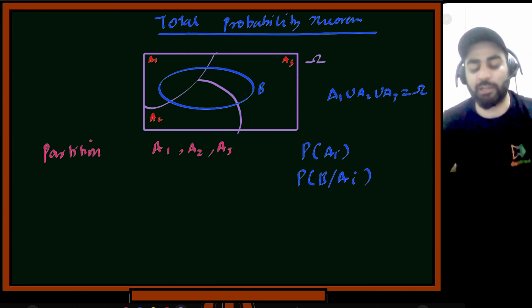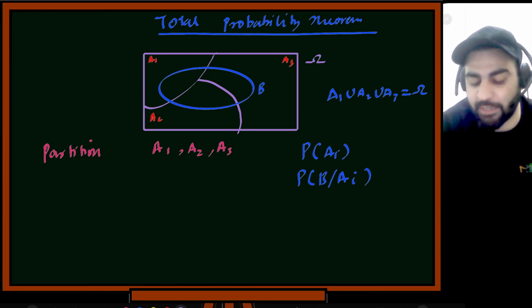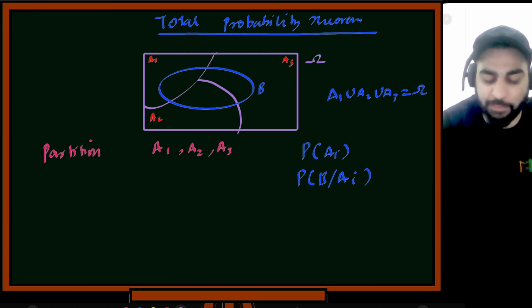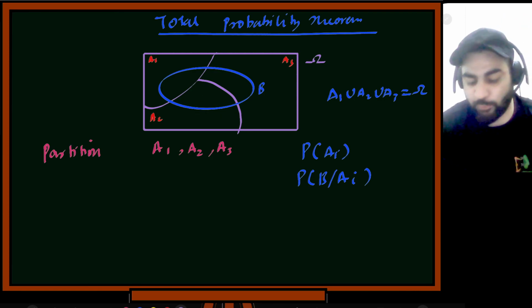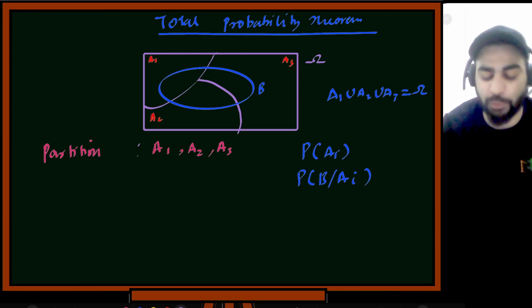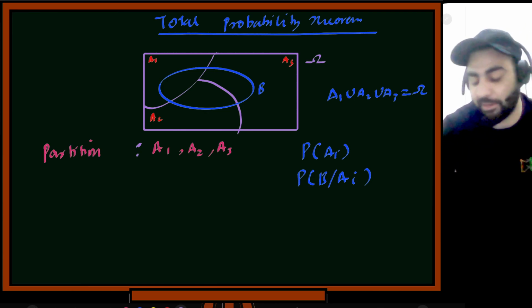Because in a real world scenario, let's suppose A1 happened, A2 happened, A3 happened. Now as you see, B is spread over these events. Some portion of B is in A1, some portion of B is in A3, some portion of B is in A2. This is how I define the problem. I set up the problem like this: A1, A2, A3 are the partitions. If you take the union of these, all of them make the sample space.